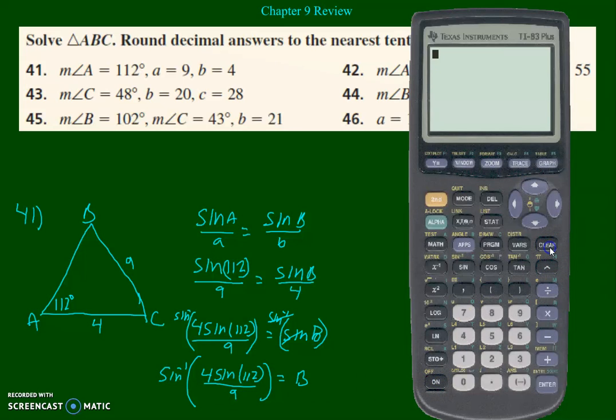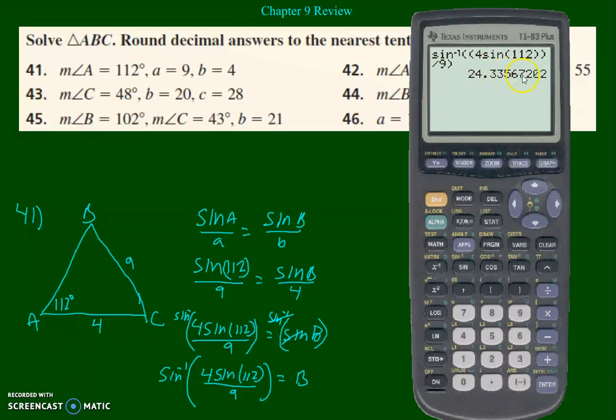So what we have is arcsine of, now I have a set of values in the numerator, so I'm going to enter those in parentheses. 4 sine 112, and I'm going to close that out, divided by 9, and then close that parenthesis. That should give me my answer for the angle, 24.3 degrees.